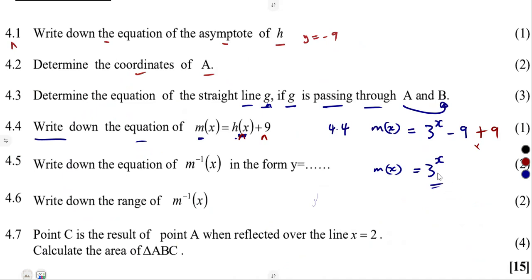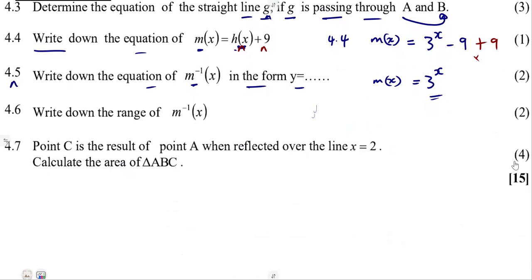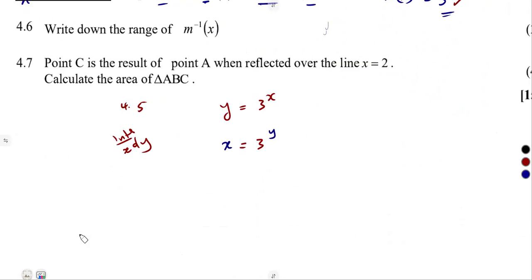Just like that, okay? Another question, 4.5: write down the equation of the inverse of m in this form. All right, already we calculated m(x) here. So that is y is equal to 3 to the exponent of x. So for the inverse of m(x), remember, the first thing is to interchange x and y. So we are going to have x is equal to 3 to the exponent of y. Then you make y the subject of the formula.